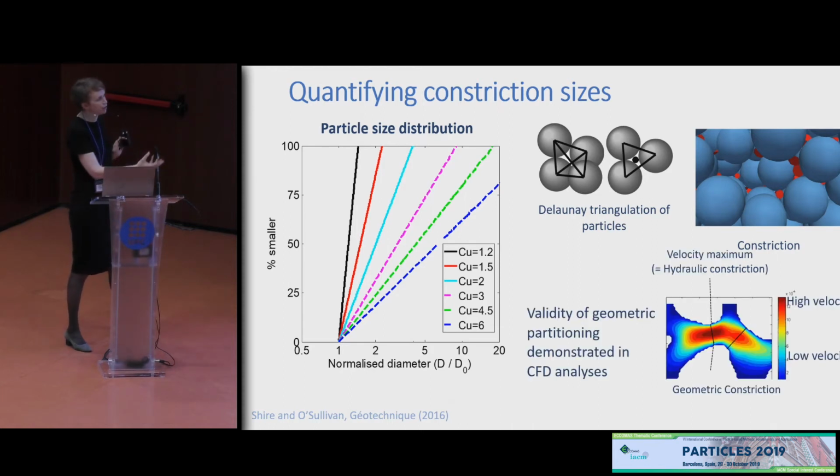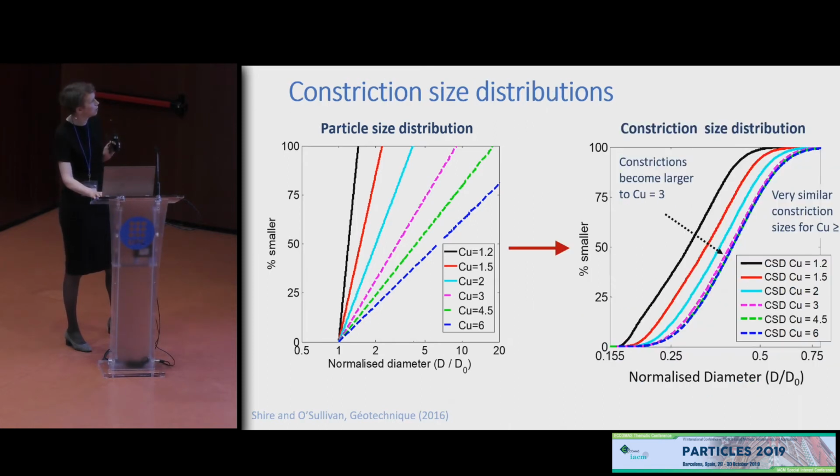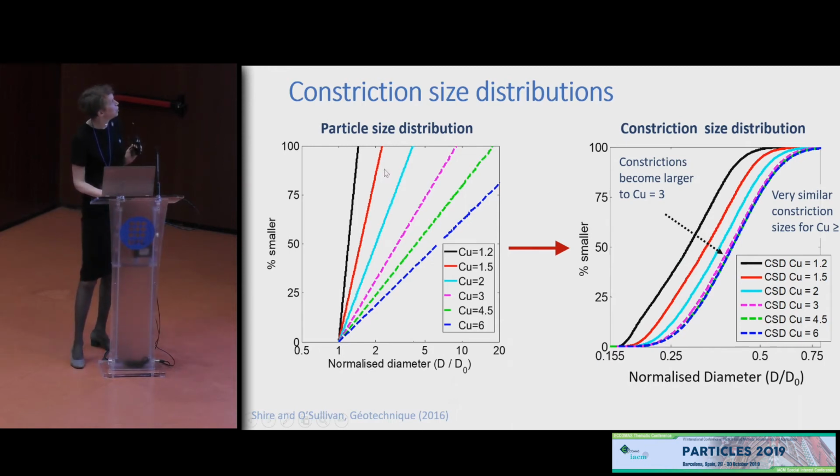We verified that this way of partitioning the void space made sense from a fluid mechanics perspective by simulating, for some cases, the flow in the void space. And so just as we can have a distribution of particle sizes for our filter, we can also have a distribution of the constriction sizes. In this case, we look not at a volumetric distribution, but at the distribution of constrictions by number.